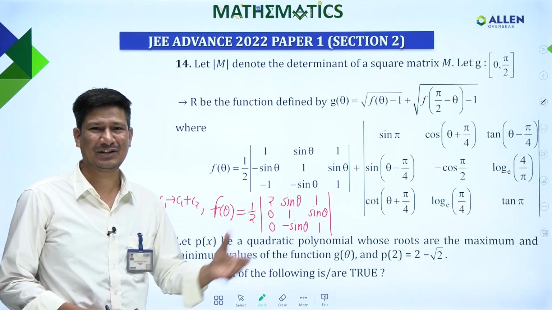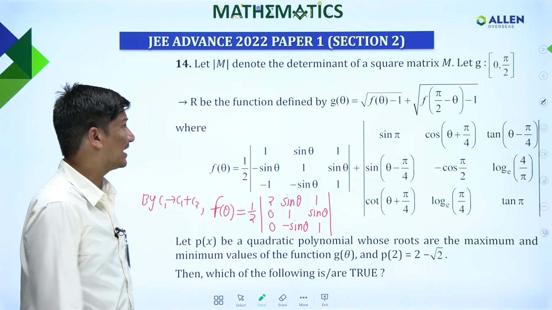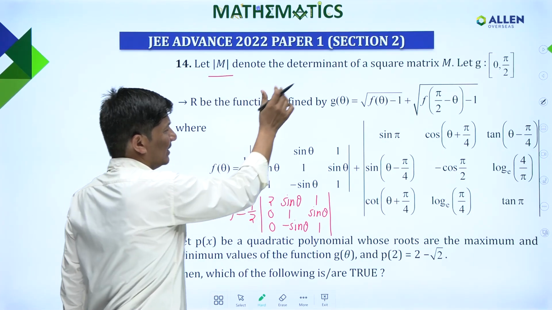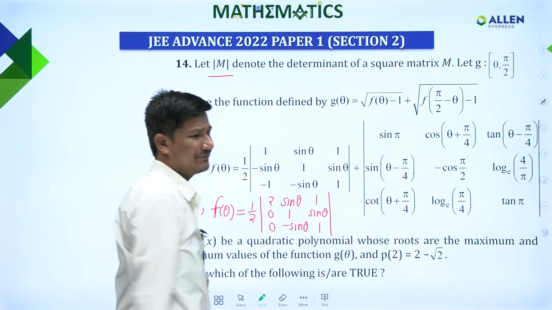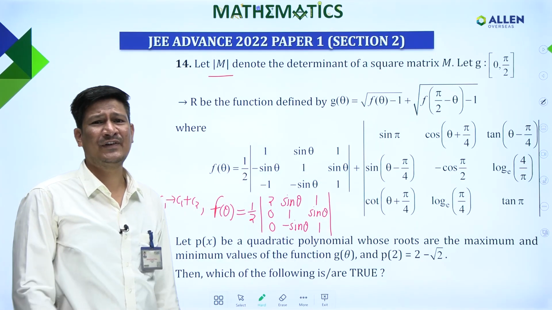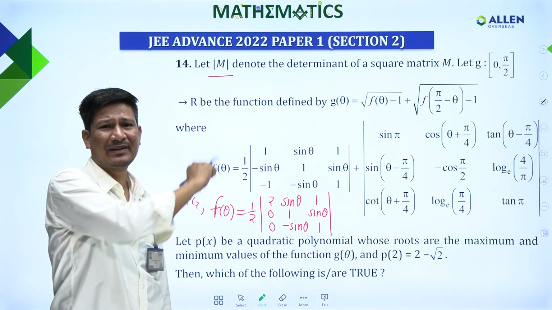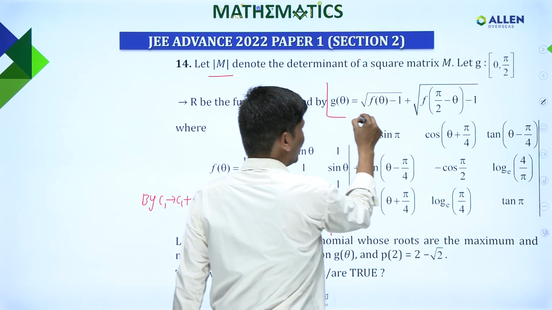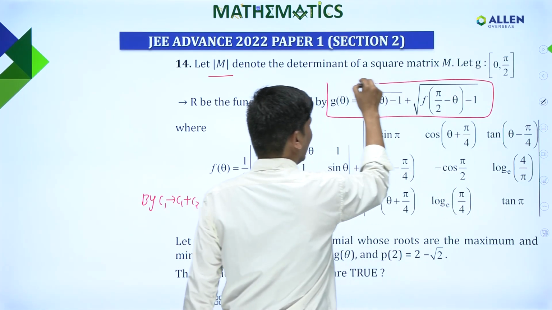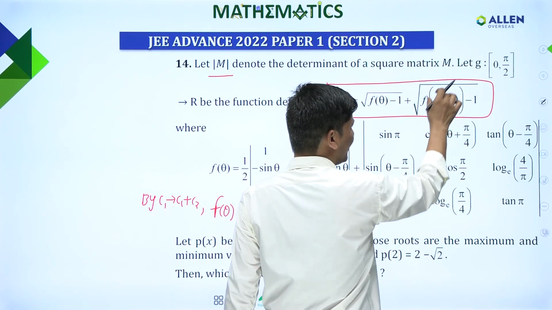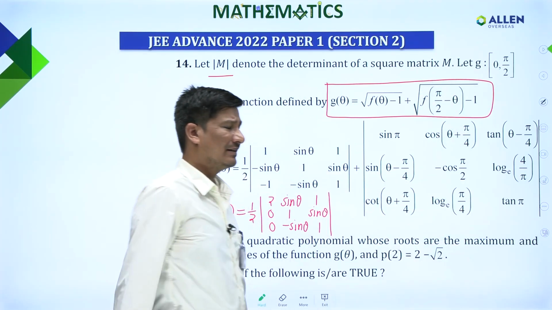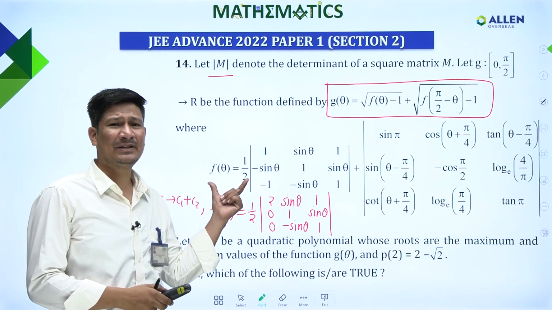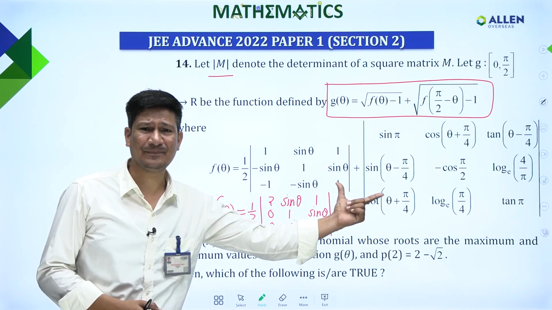So the next question is basically from the determinant chapter, and some concepts of trigonometry we have used in that question. Question is: let |M| denote the determinant of the square matrix M, and this function g is defined from [0, pi/2] to R, and the definition of g(theta) is given as root of (f(theta) minus 1) plus root of (f(pi/2 minus theta) minus 1). Now guys, the function f(theta) is given in two determinant forms.